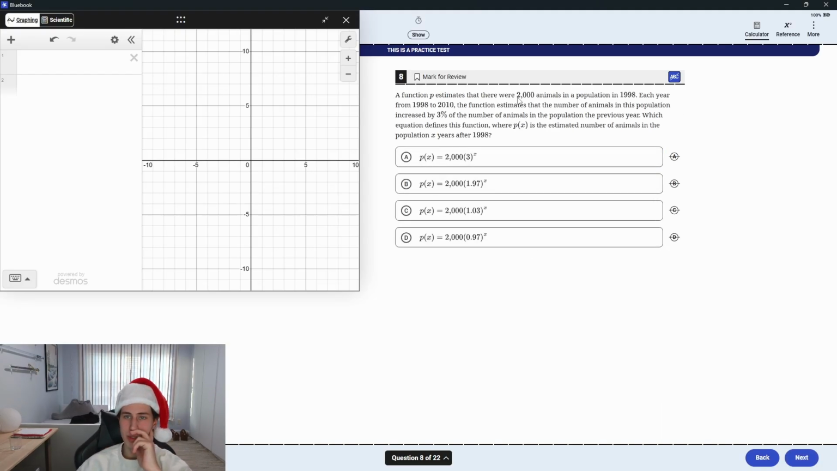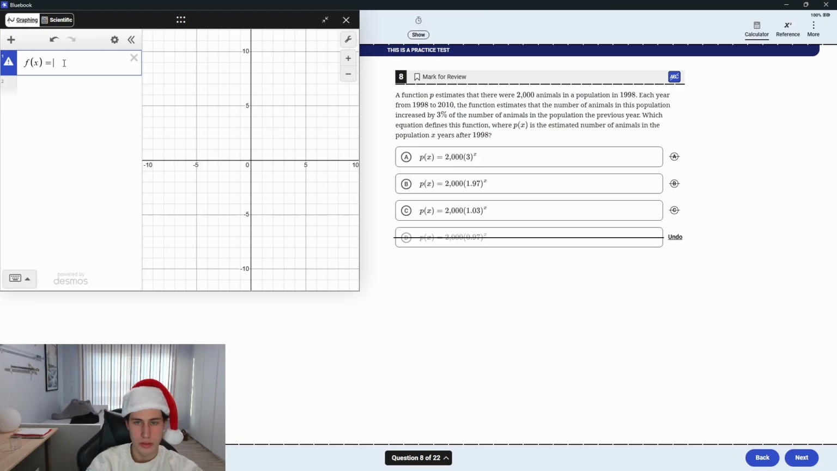A function p estimates that there are 2,000 animals in a population in 1998. Each year, the function estimates the number of animals in this population increased by 3% of the number of animals in the previous year. Which equation defines this function? Okay, so the initial was 2000. So we're starting with 2000, so that is in all the answer choices. And it increases by 3%. So D we can automatically rule out because this is a decreasing exponential. And I can show you here.